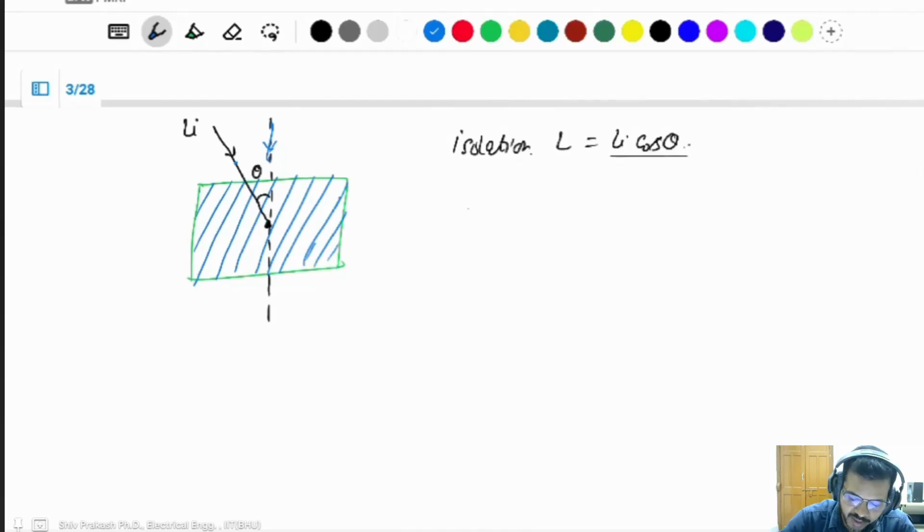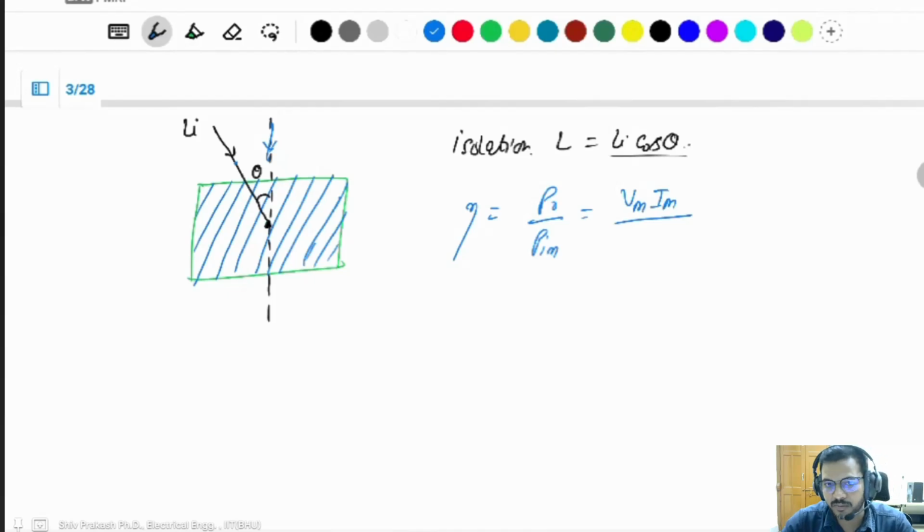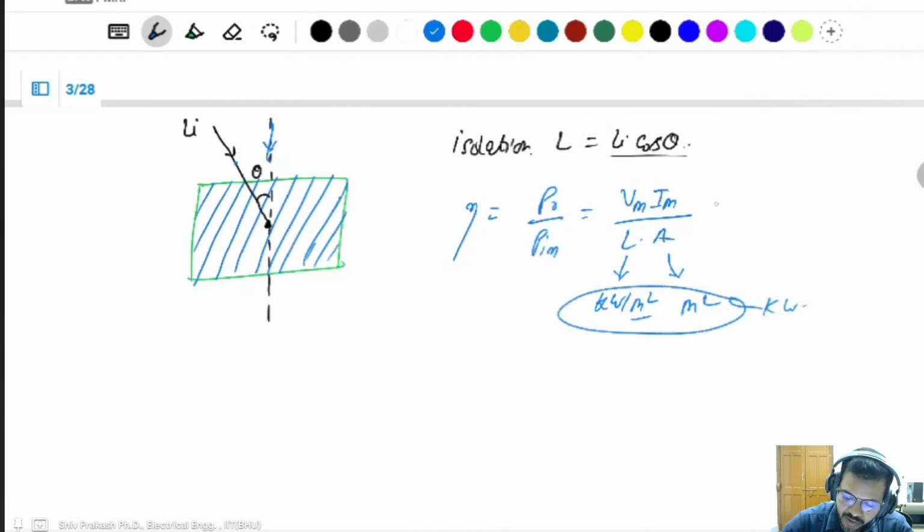Then you can say the efficiency of the panel is output power upon input power. Output power is the maximum voltage and current at the maximum power point. Then insolation times area, because insolation is in kilowatt per meter square and area in meter square. We can say overall it is in kilowatt. Then this insolation depends on the angle of the irradiance: I cos theta times area.